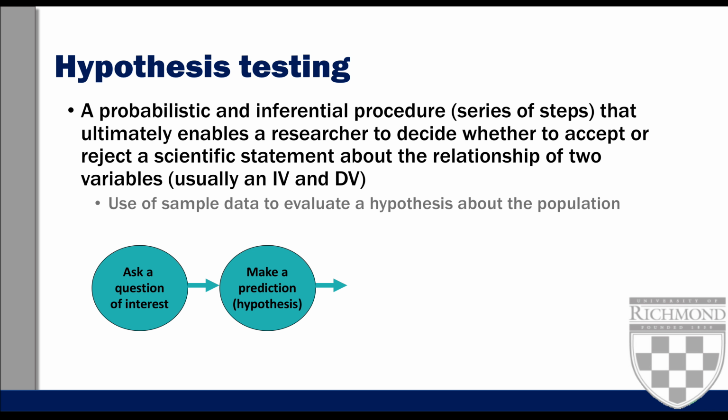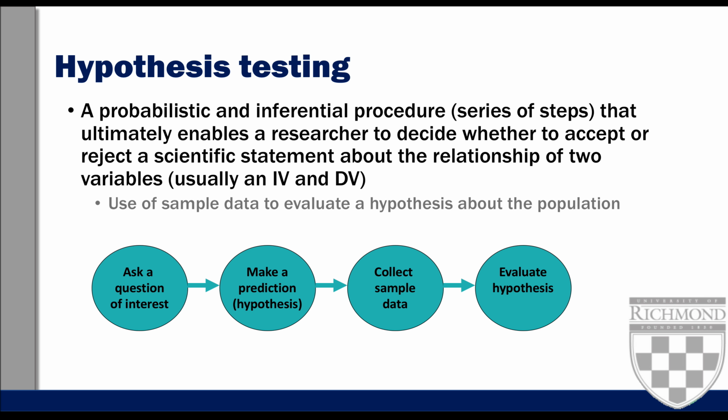So we're going to make a prediction. We call this the experimental hypothesis. Importantly, the experimental hypothesis is not what we test in statistics. We're going to test something called the null hypothesis. Come back to that in just a minute. Then we collect our sample data, and from the sample data, we're going to evaluate a hypothesis, specifically the null hypothesis. So we've really got two types of hypotheses.